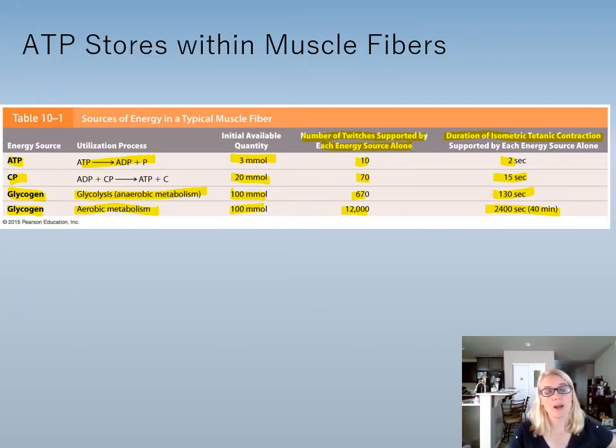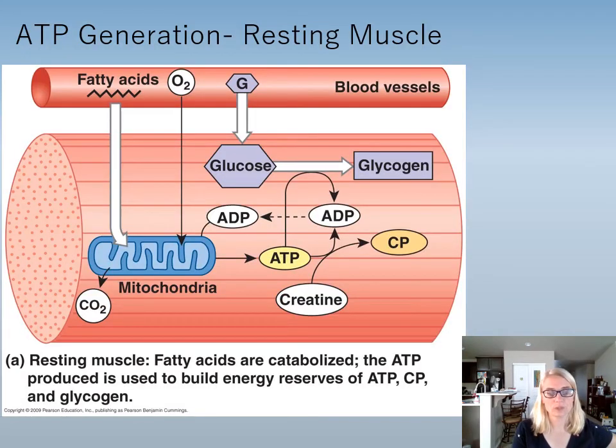Okay, so now we're going to take a look at inside of the cells and see what's happening at different activity levels. We'll see what the cell is doing at rest, at moderate activity, and at peak activity. So at rest, when you've got plenty of oxygen, you've got fatty acids floating around in your blood, you've got glucose floating around your blood.